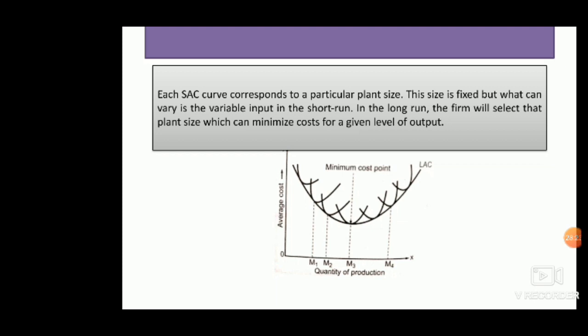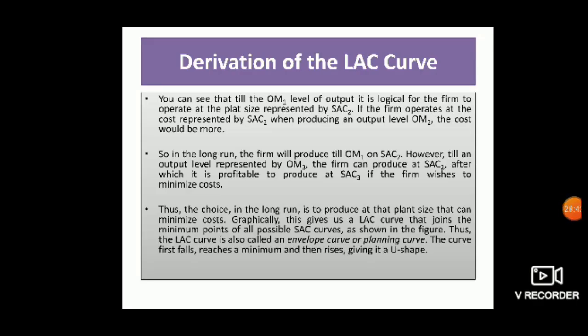The firm must select SAC4 and produce OM3 quantity. It will be the optimum point of production. And OM3 will be the optimum cost of production. That is, this is the derivation of LAC curve. Okay, you can see that till the OM1 level of output, it is logical for the firm to operate at the plant size represented by SAC2. So I think you understand.